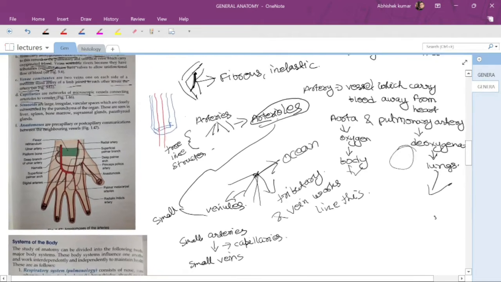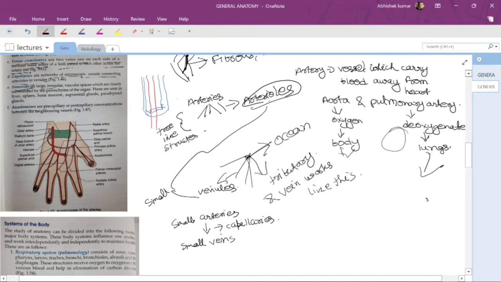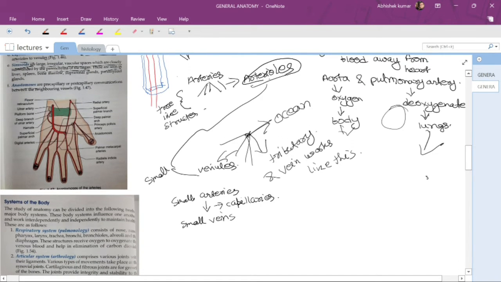Okay. Now, sinusoids. Sinusoids are large irregular vascular spaces which are closely surrounded by the parenchyma of the organ. These are seen in the liver. These are the examples, so just remember the examples.